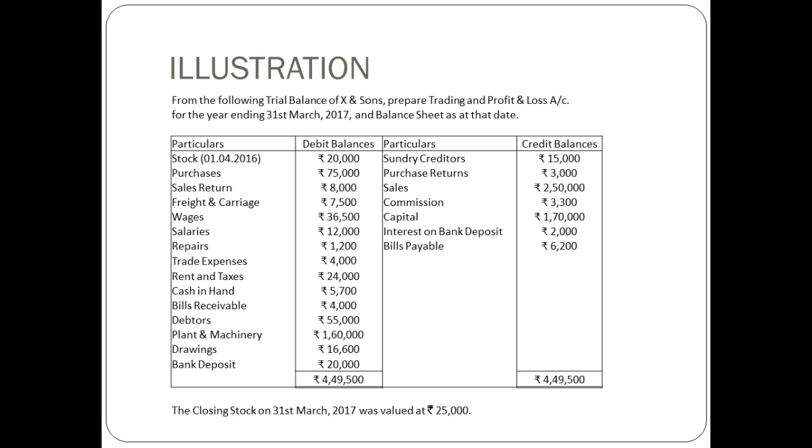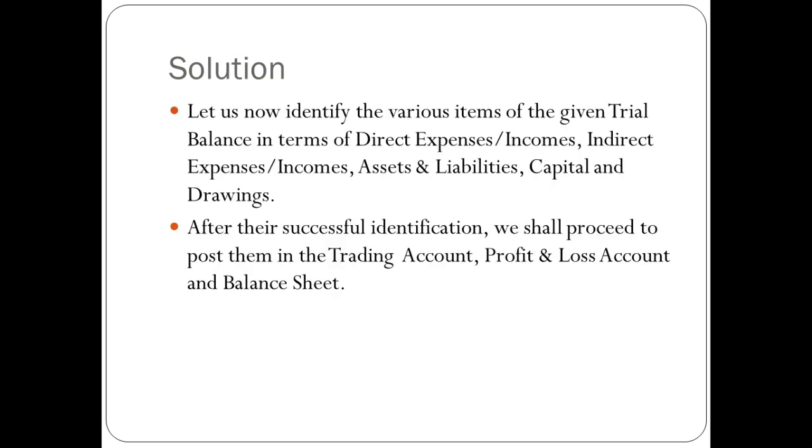Our approach here will be to identify the assets, liabilities, capital and drawings, and finally direct and indirect expenses as well as income. Our first job is to identify the various items of the given trial balance in terms of direct expenses or incomes, indirect expenses and income, assets and liabilities, capital and drawings. After the successful identification, we shall proceed to post them in the trading account, profit and loss account and balance sheet.